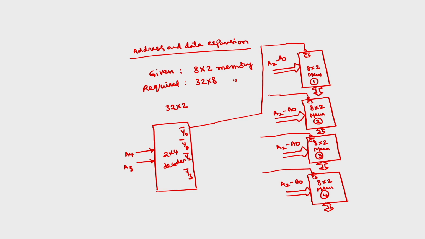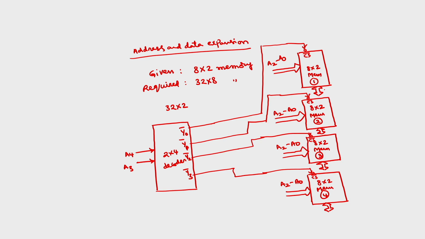Similarly, Y1 has to be connected to the next one, Y2 to the next, and Y3 to the last. So, in this way we can select 32 locations. The first one will give 8, second one 8, third one 8, fourth one 8. So, all together it is 32 locations. But because this is 8 by 2, each memory will give only 2 bits of the data.